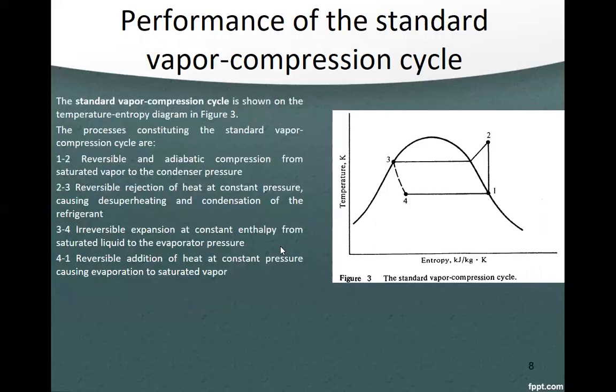So, performance of the standard vapor compression cycle. The standard vapor compression cycle is shown in temperature entropy diagram. Figure ito sa Stoker. So the processes constituting the standard vapor compression cycle are simply 1 to 2, reversible and adiabatic compression from saturated vapor to the condenser pressure. 2 to 3, reversible rejection of heat at constant pressure causing the desuperheating and condensation of refrigerant. 3 to 4, irreversible expansion at constant enthalpy from saturated liquid to the evaporator pressure. 4 to 1, reversible addition of heat at constant pressure causing evaporation to saturated vapor.